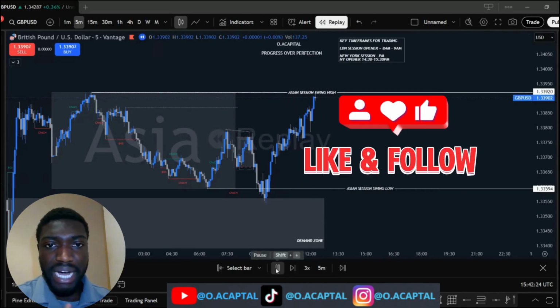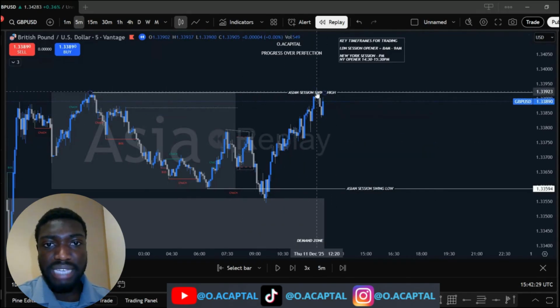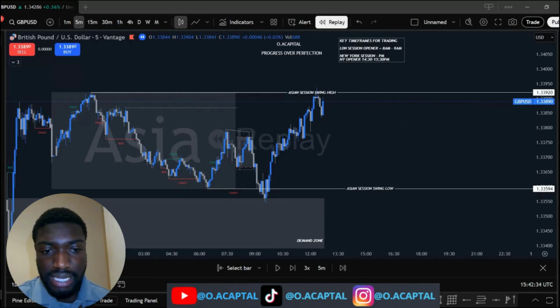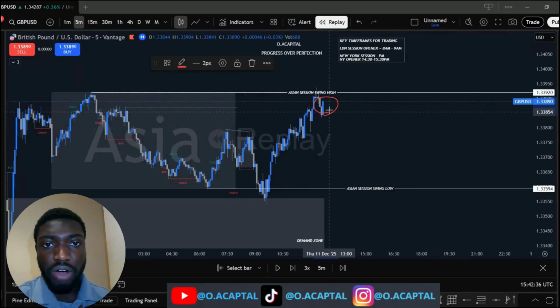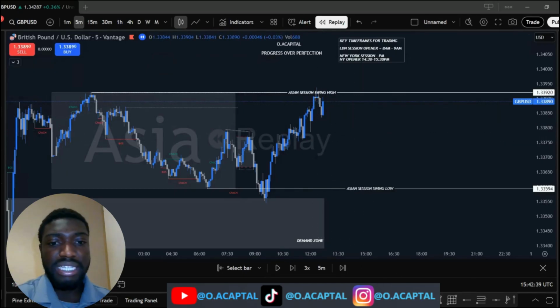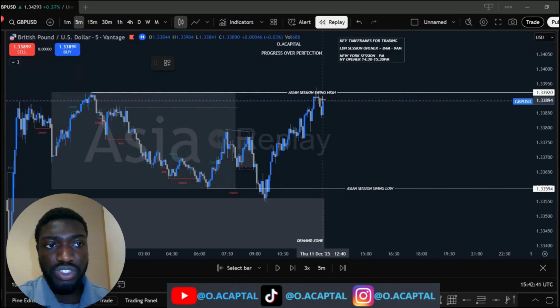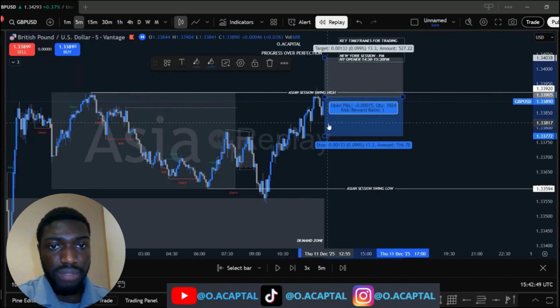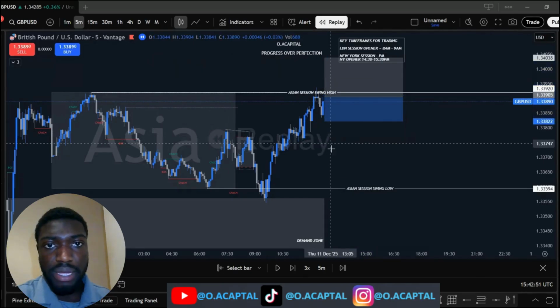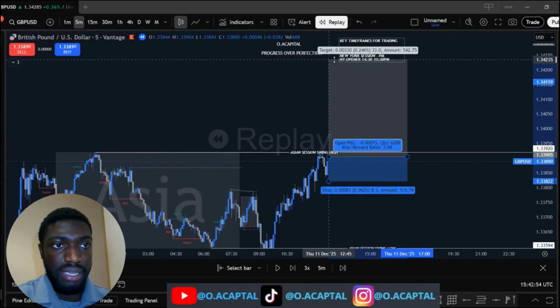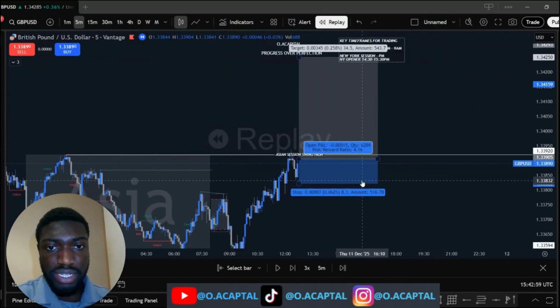So I believe my entry came in once I knew that the Asian high had been tapped, and I knew that there's a confirmation. And what was my confirmation? This candle here. Once I saw this engulfing candle here, this gave me the confirmation that I needed. So my first trade entry was just above the wick here, and I put my stop loss here, and then I targeted, I believe, just right here. So this was my first entry.